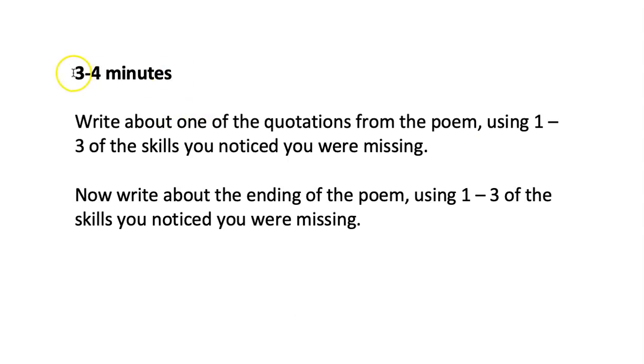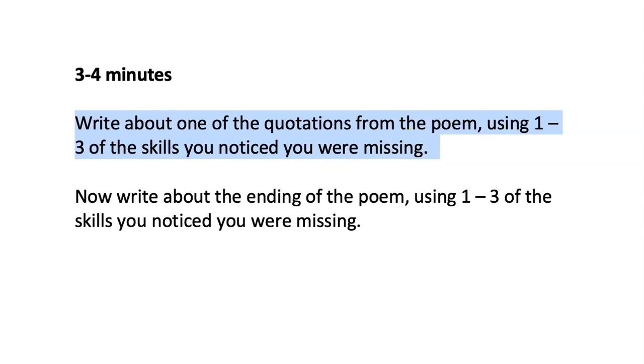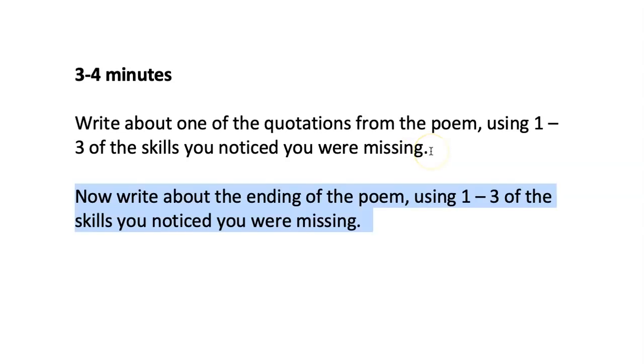So you're now going to spend 3 to 4 minutes doing this first activity. You're going to write about one of the quotations from the poem using 1 to 3 of the skills you noticed that you were missing. Now obviously my students have got the poem in front of them. If you're a guest on my channel, you're just going to pick any unseen poem that you can do this for. So pause the video, put the timer on, 3 to 4 minutes.